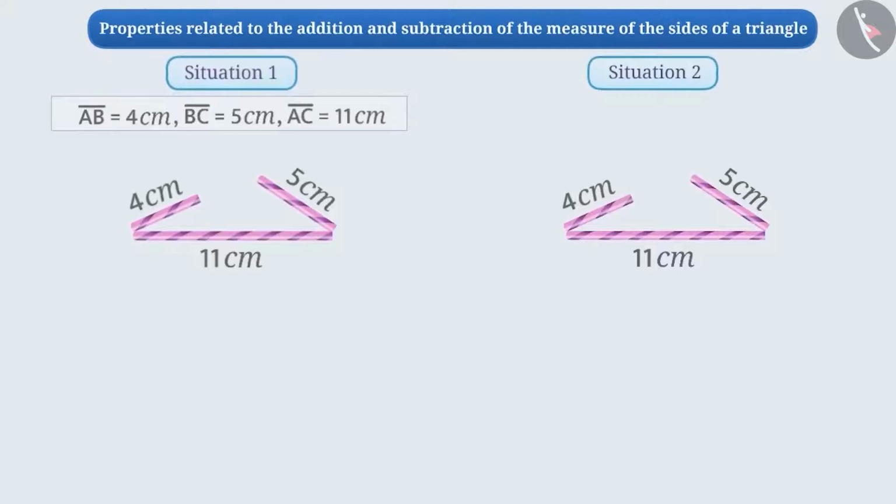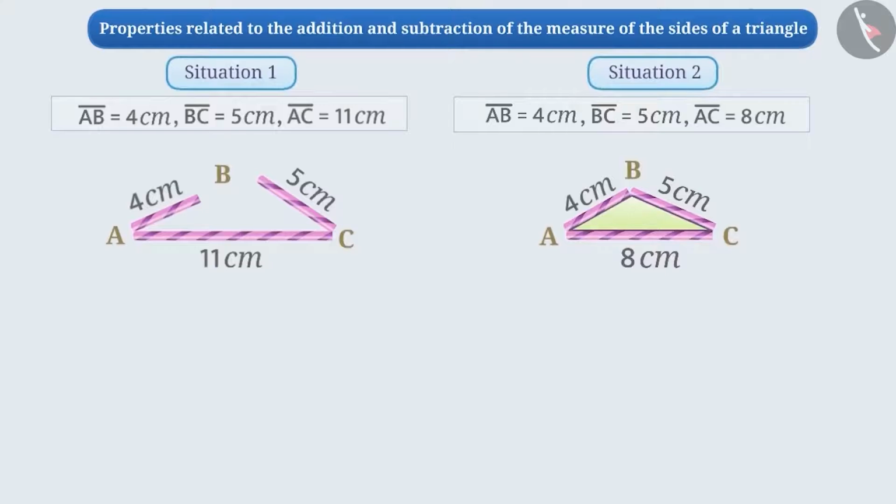Even if we place the 10 cm or 9 cm straws in place of the 11 cm straw, we will not be able to draw a triangle. But if we take a straw of length 8 cm, then we will be able to draw a triangle with the lengths 4 cm, 5 cm and 8 cm. Now, look at both these situations. In the first situation, we were not able to draw a triangle. But in the second situation, we were able to draw a triangle. What do you infer from these situations? Think for a while.